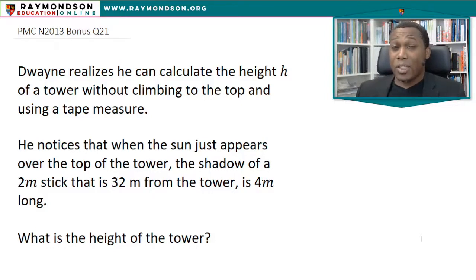And this is how they used to do it back in the day. One of the strategies: he notices that when the sun just appears over the top of the tower, the shadow of a 2-meter stick that is 32 meters from the tower is 4 meters long. What is the height of the tower? Now, listen. To pull this off without a diagram, all the best to you. You need the diagram for a model, okay?